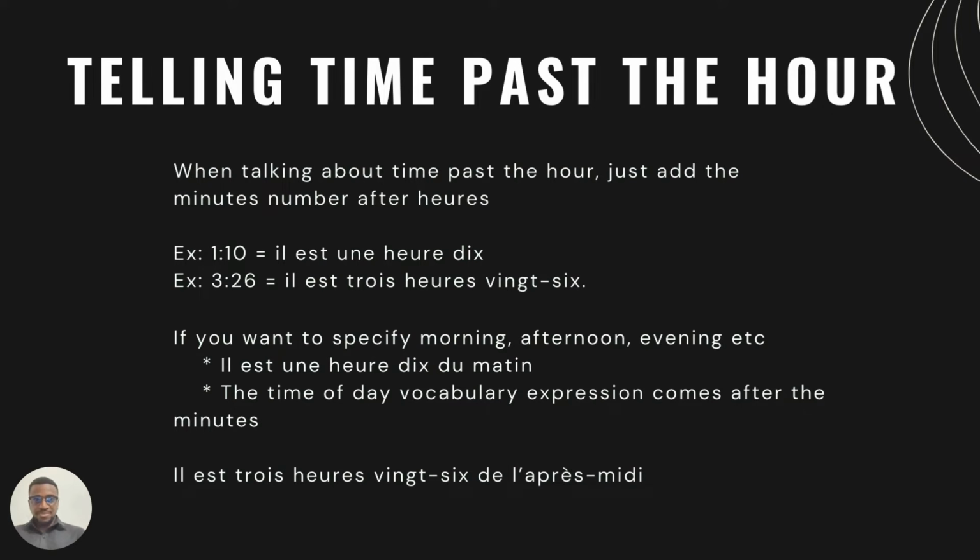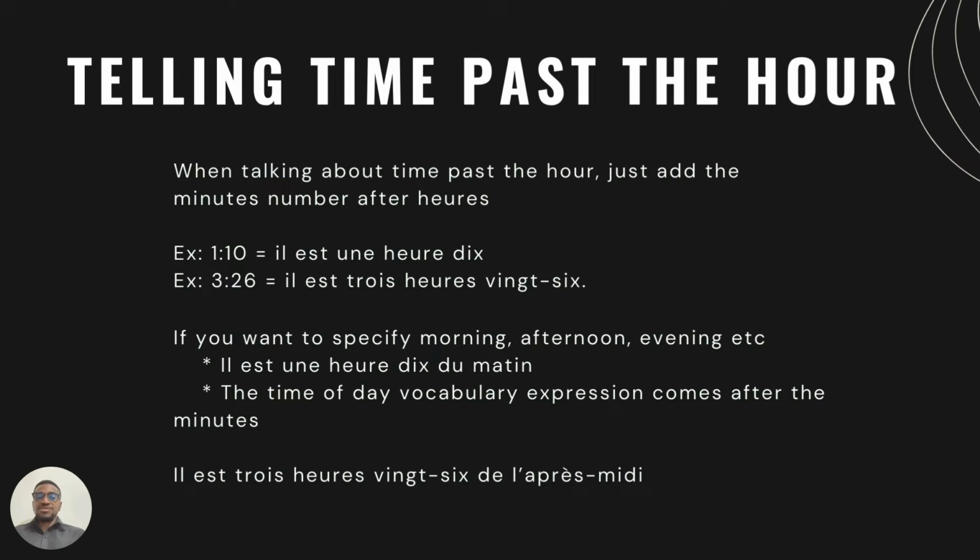So now let's look at telling time past the hour, because it's not always going to be on the hour. When talking about time past the hour, you just add the minutes after the number of hours. For example, you have 1:10 here: il est 1h10. Then you have 3:26. That's 26 past 3: il est 3h26.